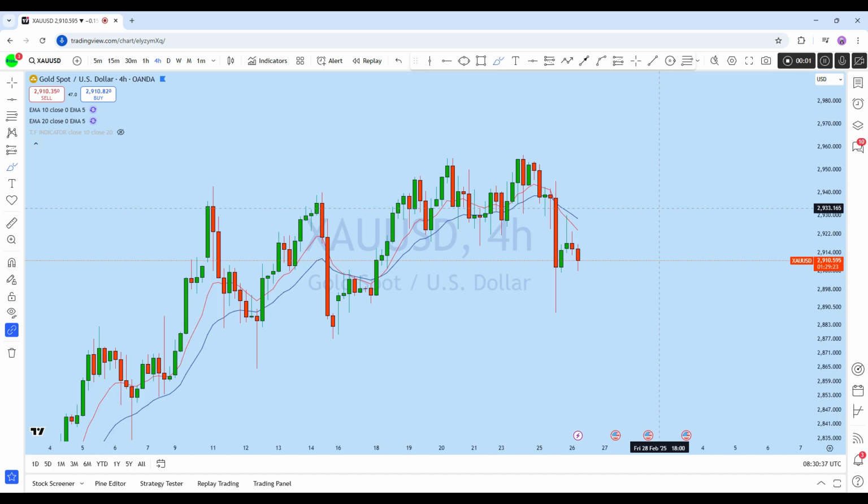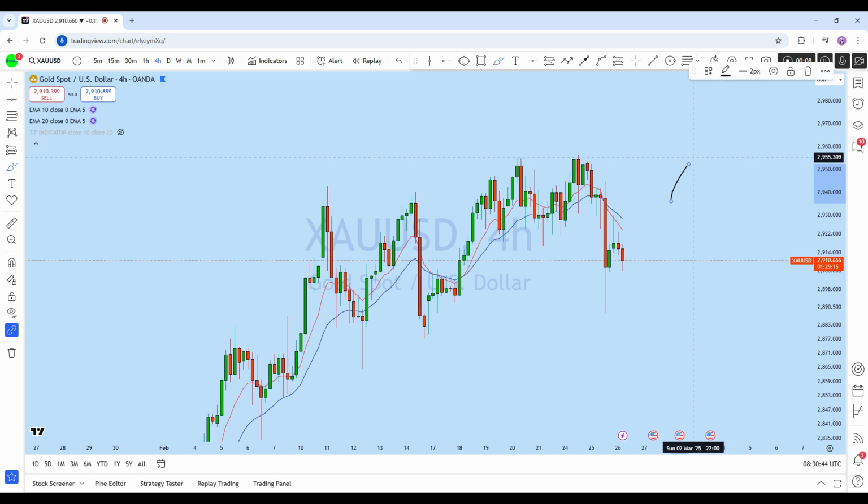Hello trader, this is a complete multi-time frame analysis on XAU USD. Let's see what kind of trading opportunity we currently have in this instrument.